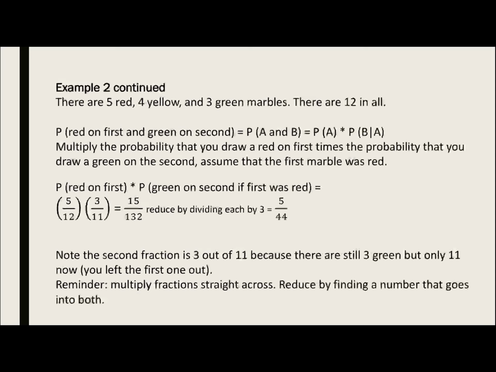Multiply straight across, and then reduce by finding a number that goes into both of those. You can also cross multiply. Note the second fraction is 3 out of 11 because there's still 3 green, but only 11 now. You left the first one out.